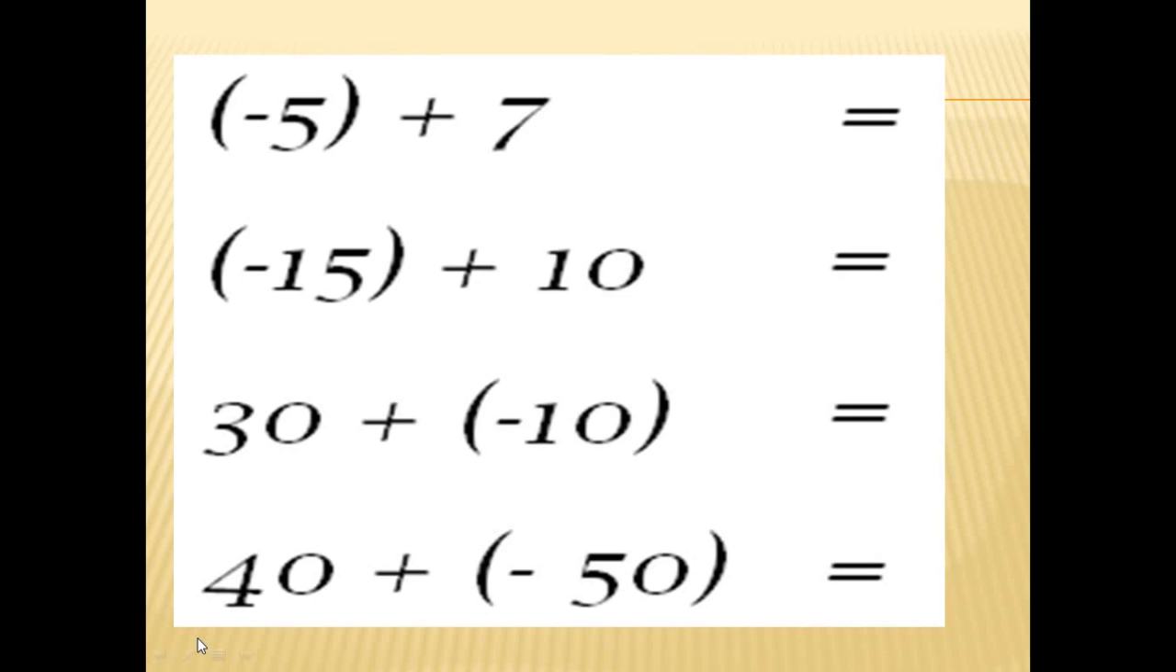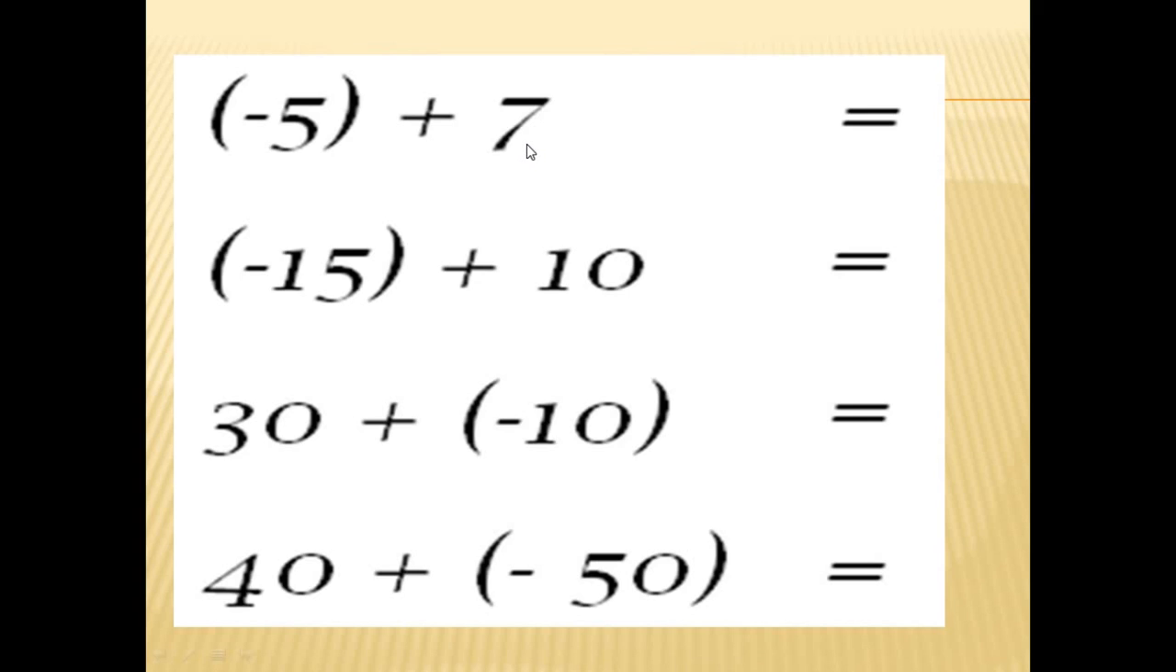Let's find the answer without using counters. Negative 5 and 7. How can we find the answer? Here, we are going to take 5 and 7. In the question it is negative 5, but we are considering only 5 and 7. Then you can use the usual rule, subtracting the smaller number from the greater number. Here 5 is the smaller number, 7 is the greater number. Their difference is 2. So the answer is 2, but there is a problem.